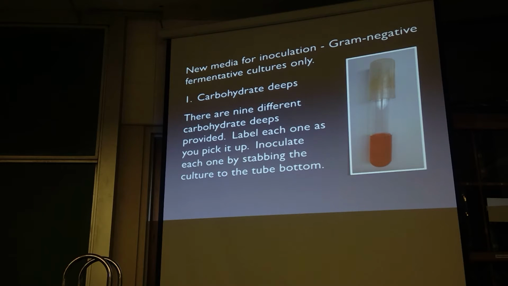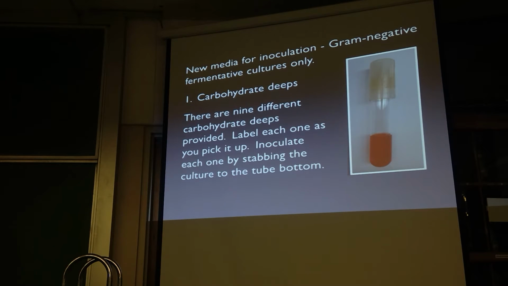We know all of these cultures can ferment glucose, because we saw it in the OF media, we saw it in the lysine control. They can ferment glucose, but we don't know about the other carbohydrates. So we're going to inoculate a whole series of 9 carbohydrates. You do this using your wire loop, pick up a visible amount of your cellular material and put it to the bottom of each of the 9 carbohydrates.